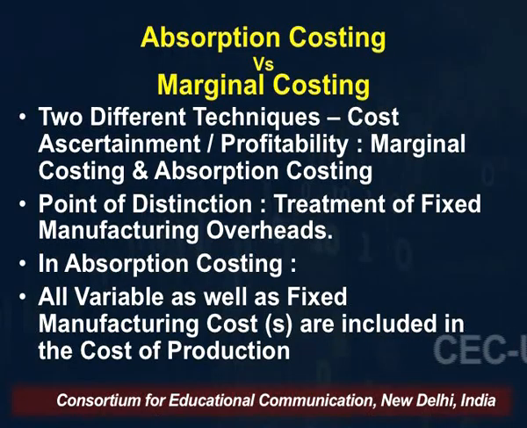Now what is the treatment of fixed manufacturing overhead here? In absorption costing I will tell you what we do, and then eventually I will tell you what we do with this fixed manufacturing overhead if I have to prepare a statement as per marginal costing. So in absorption costing, remember we go for considering total manufacturing cost or overhead. Either it is fixed or it is variable, regardless of that, we take all cost into consideration when we have to calculate the cost of production as per absorption costing. So all variable as well as fixed manufacturing cost are included in the cost of production.